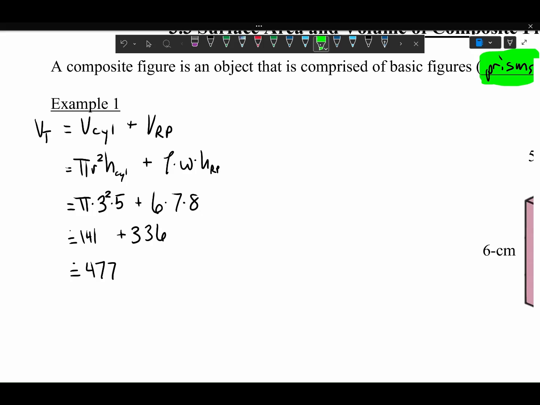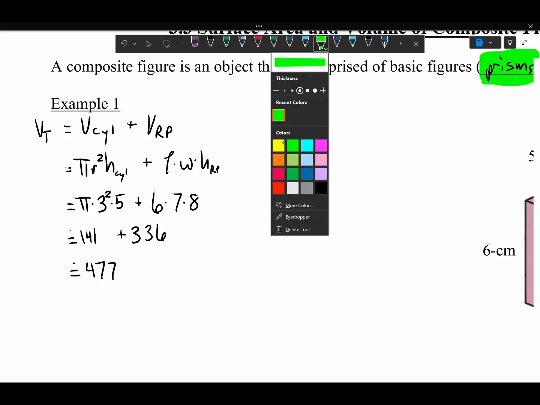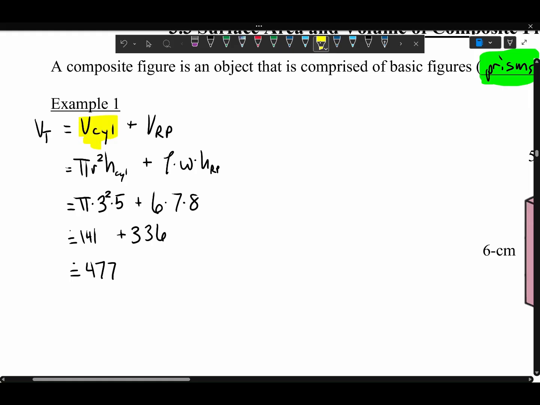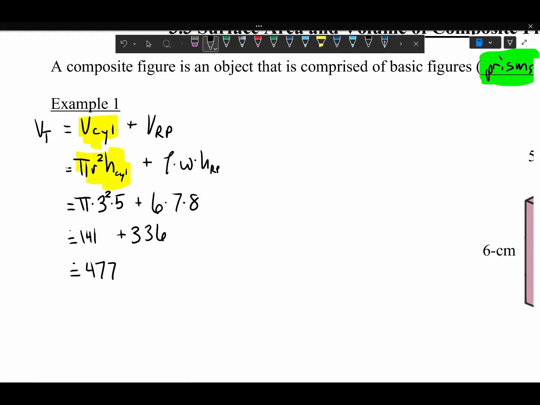Good, so at this point, I have calculated the volume of my cylinder. That is pi r squared times the height of the cylinder. You don't necessarily have to put that little subscript in right here, but that's a nice way of keeping track. Hey, look, I'm working with two heights of two different figures right here. I'm going to label this the height of the cylinder, that one the height of the rectangular prism.